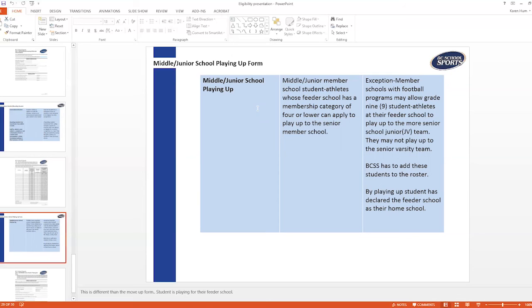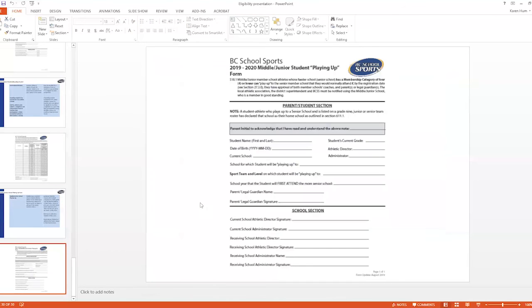We have a couple exceptions here. We are allowing for football, students that are in grade 9 at their feeder school to play up to the JV team. There's a slight exception because we have some membership categories that also come and play with this one. So we're only allowing schools with middle feeder schools to do it if their membership category is 4 or lower.